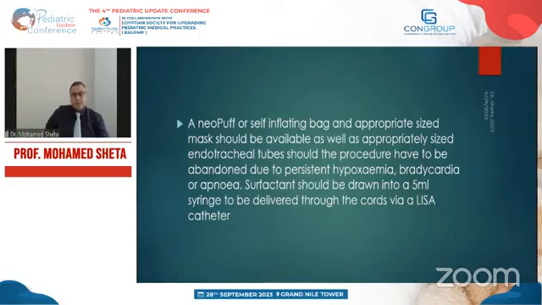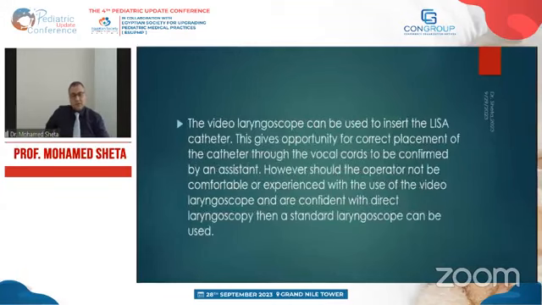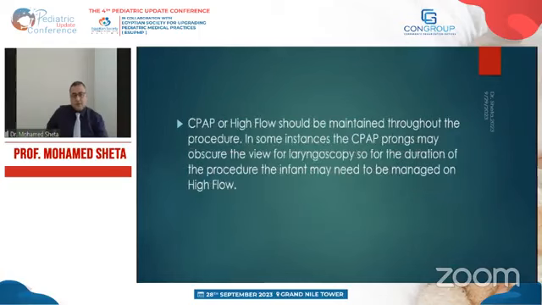Surfactant should be drawn into a 5 ml syringe to be delivered through the LISA catheter. Of course, depending on the surfactant dose, if you need more than 5 ml, you will use a bigger syringe, so you can use a 10 ml syringe. A video laryngoscope can be used to insert the LISA catheter. If it is available in your hospital, you can use it to guide the intubation and the giving of surfactant by LISA.